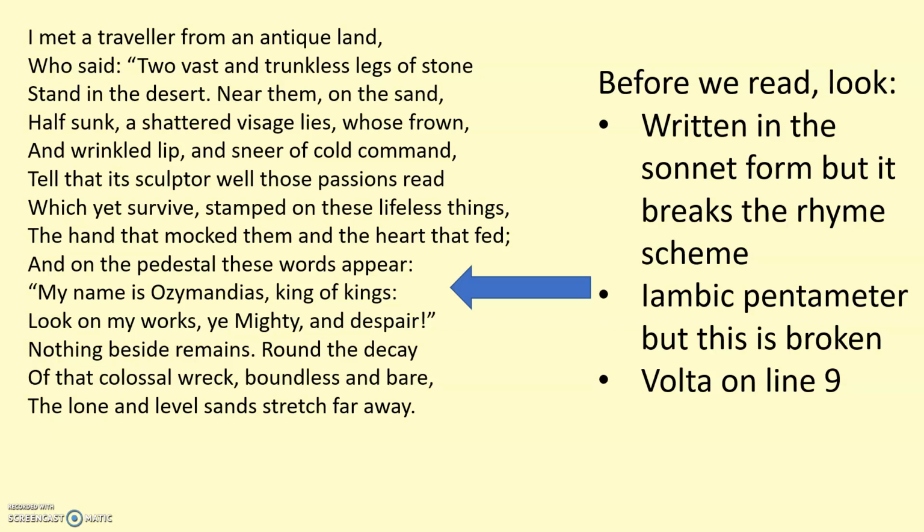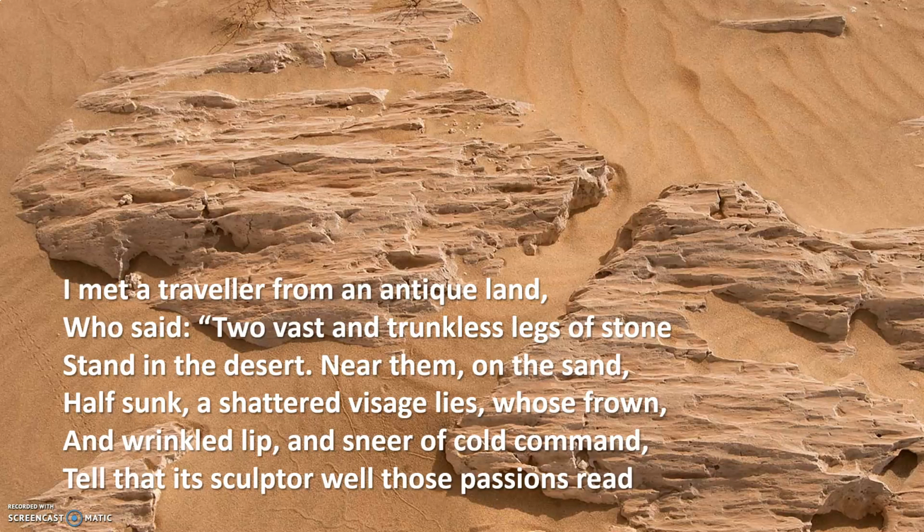There's also something to point out, which is a volta on line 9, which is a bit of a twist and a change where it starts focusing on different things. It moves on to talk about a separate idea, in this case the pedestal. But there you go, that's a little bit about the form of the poem. Now we're going to go through it. I've chunked it into groups of lines, and I'll try to unpick a few bits. I won't have time to talk about everything in this video, but I'm going to try to draw your attention to key things that you definitely want to have annotated and written about.